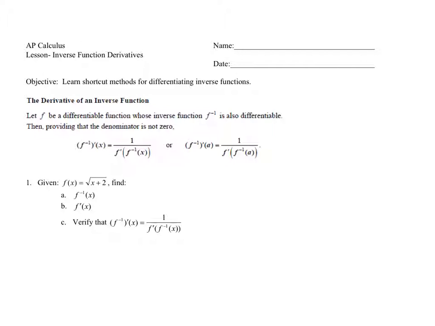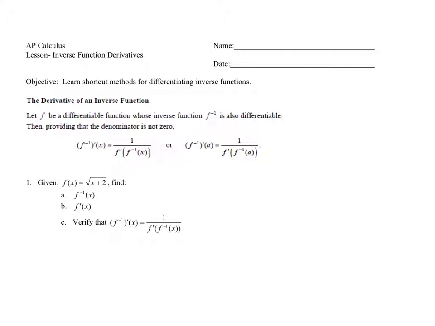All right, so there are shortcut methods, but we'll talk about the origin story behind it a little bit, I guess. So f is a differentiable function, and its inverse function, notation-wise, is also differentiable. That's the assumption that we have to make. And providing that the denominator is not equal to 0, then these relationships would be true, right? So the inverse function's derivative, right?